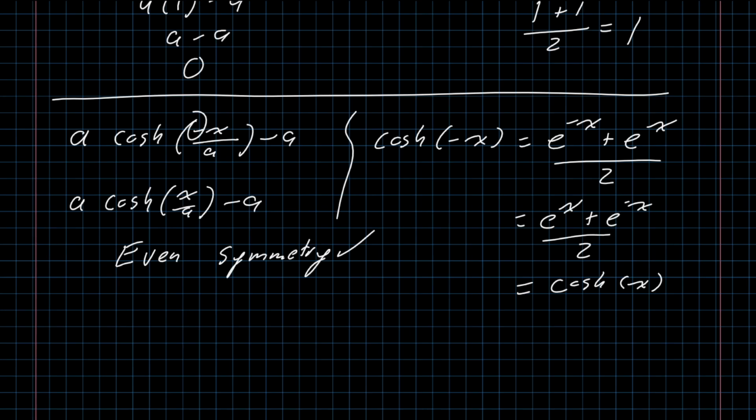I guess all that leaves is the question of a minimum. It's been a while since you've thought about extrema on a curve, but let's take a minute and think about that. If I have the function f of x is a times cosh of x over a minus a.